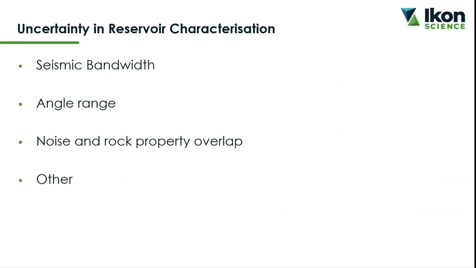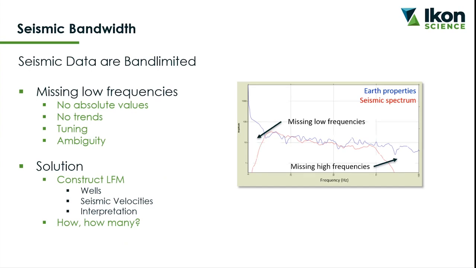But uncertainty comes into the mix in all sorts of different places. We have the challenge of seismic bandwidth. It might be that we're working with seismic data which have only a limited angle range. It might be that the data that you're working with are acquired in areas where you suffer from significant noise or where there are significant overlaps in the rock properties. And of course, there are any multitude of other challenges and issues such as anisotropy and dispersion and other shallow artifacts that might creep in. So we'll have a look at a couple of those in a bit more detail.